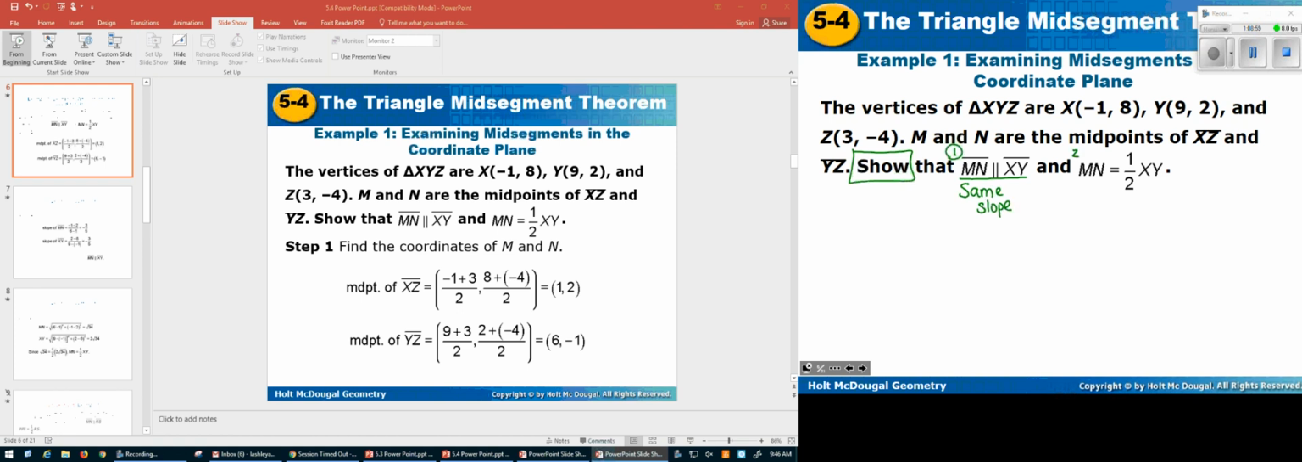And then the second thing they want you to prove is that MN is half of XY. What is that going to require us to use on our graph? Distance. Remember, two capital letters side by side, nothing above them means distance. So we're going to have to use our distance formula. All right, so first thing you're going to need to do is graph that triangle. So really quickly, if you will, on your graph paper, graph it.